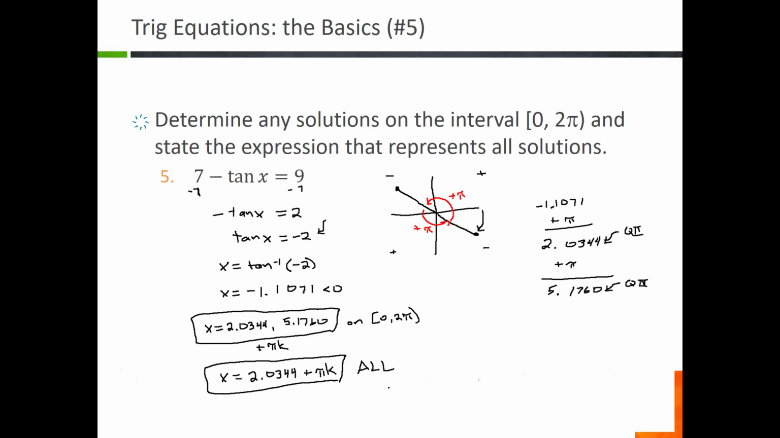Again, we don't need to keep both if we do the plus pi k, because you're always adding a pi, just like we found the 2.0344 and the 5.176. We're just adding pi over and over and over again. So just using the one answer will then generate all the other answers that we need.